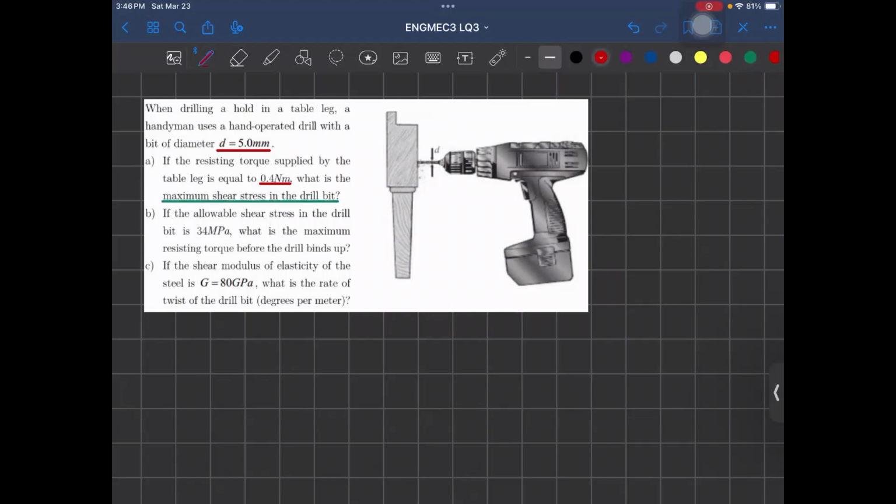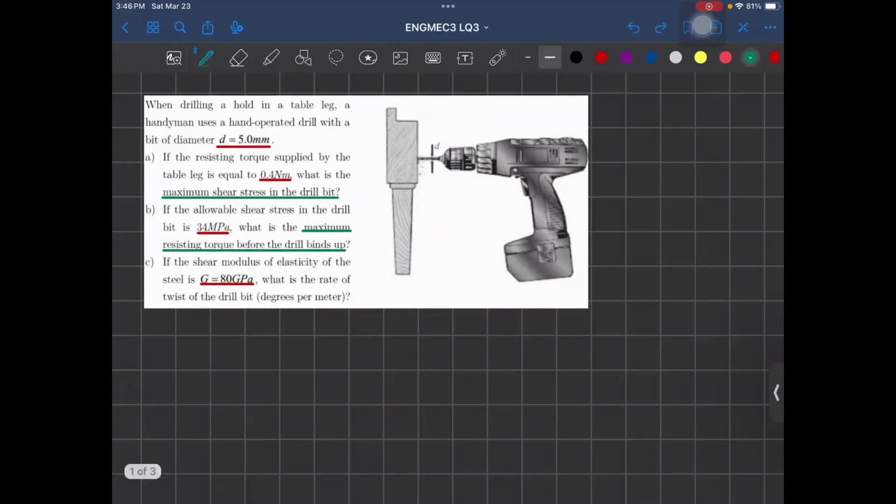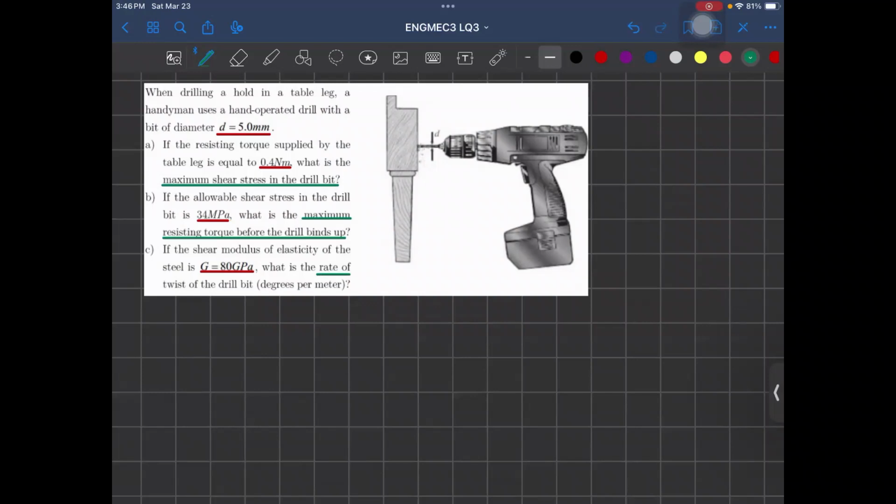Then the next question: if the allowable shear stress in the drill bit is 34 megapascals, what is the maximum resisting torque before the drill binds up? And lastly, if the shear modulus of elasticity G is equal to 80 gigapascals, what is the rate of twist of the drill? Let's also take note of the units for letter C because that will be handy later.